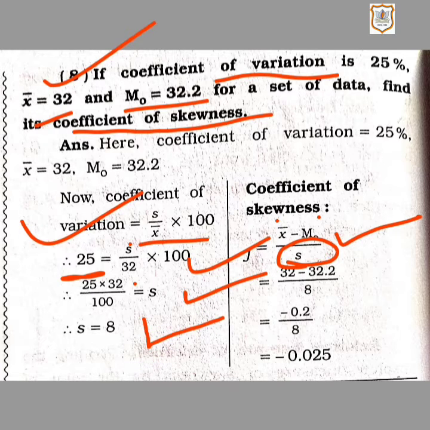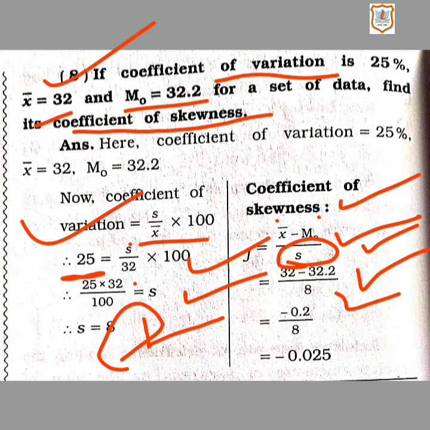Now we can find the coefficient of skewness, and the formula is (mean minus mode) upon standard deviation. Now let's put the values. Mean is 32 minus mode is 32.2 upon standard deviation is 8 that we have taken out. So this becomes minus 0.2 upon 8. So J is negative 0.025. So we are done with the value of coefficient of skewness. Let's continue with sum number 9.